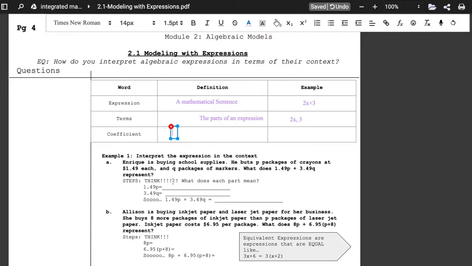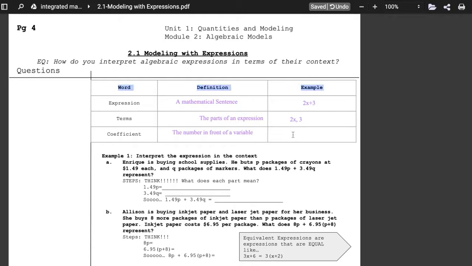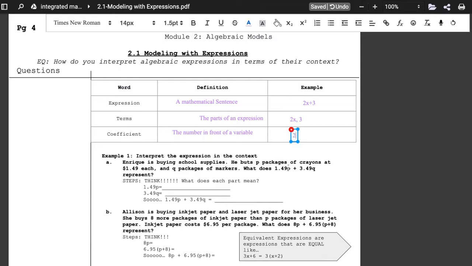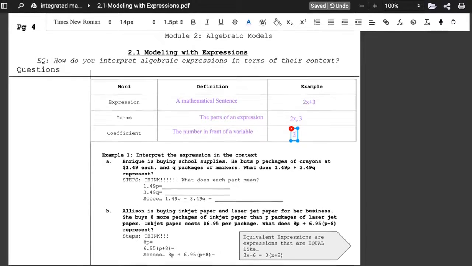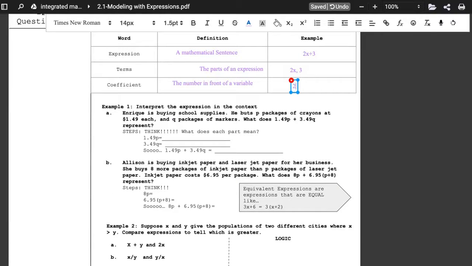And a coefficient, you should be familiar with a coefficient, but a coefficient is the number in front of a variable. And again, looking at our example of 2x plus 3, the coefficient there would just be 2, because that is the number in front of x, and x is the variable. So that's our vocab for today. So let's start with an example.